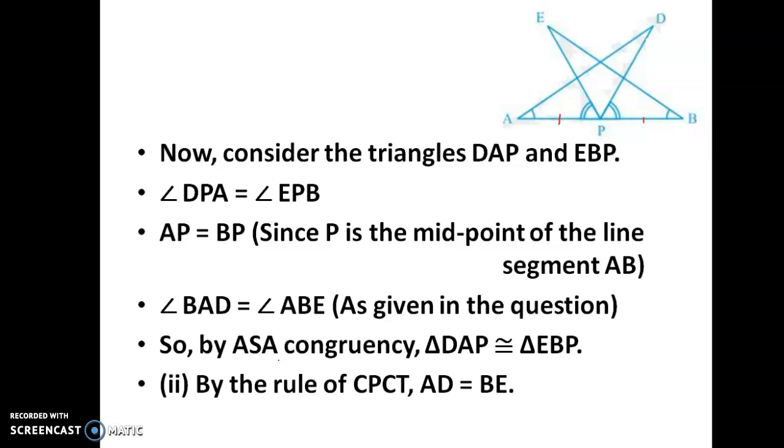One more part you have: AD is equal to BE. AD is this one, BE is this one. Why are they equal? Because of corresponding parts of congruent triangles. We already proved these two triangles are congruent, so these two sides are corresponding sides of the congruent triangles, and they are obviously equal.